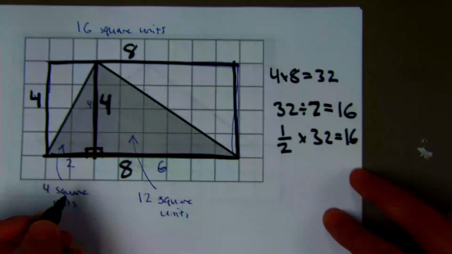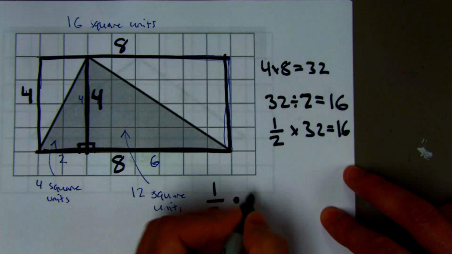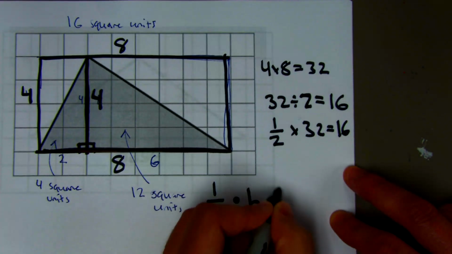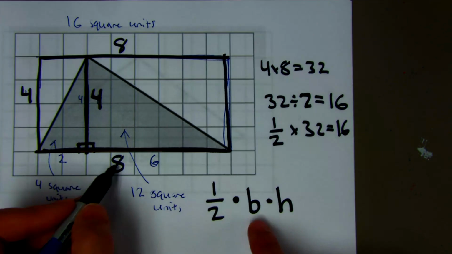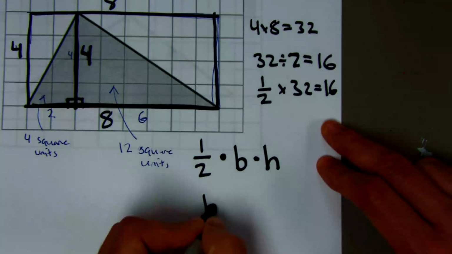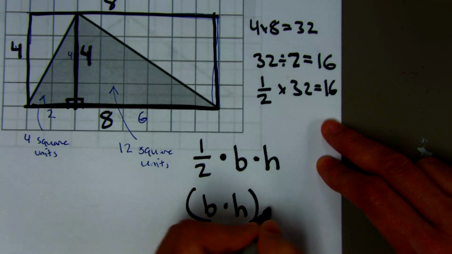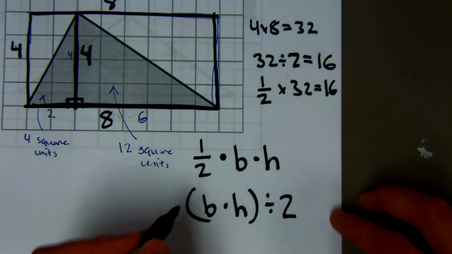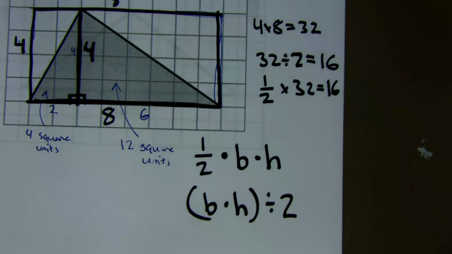So our formula now is 1/2 times the base times the height. That is the formula of a triangle. Multiply the base times the height and cut that in half. This is the same as saying take the base, multiply it by the height, and then divide it by 2. Both of these are the exact same. So let's try that on another one.